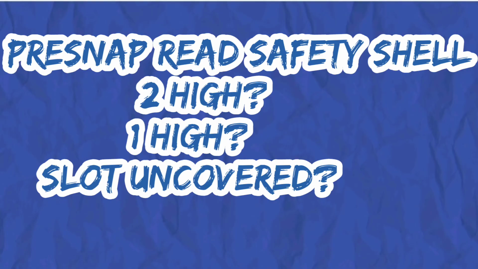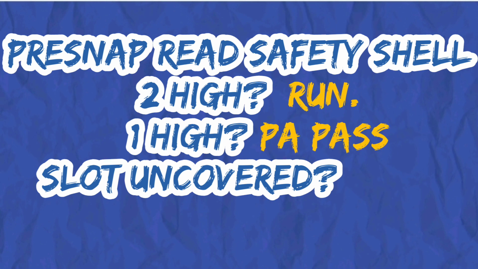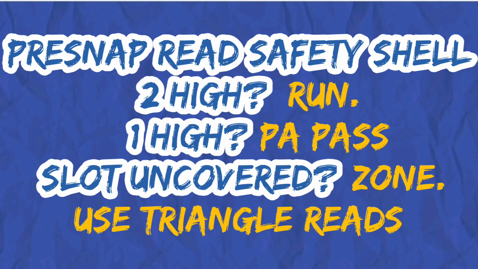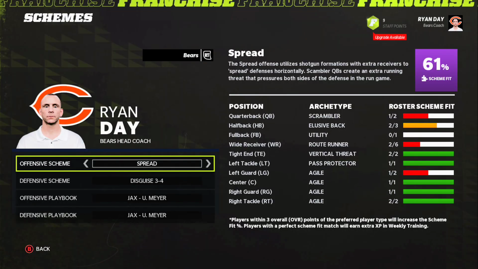Pre-snap, you're just going to read the safety shell. Is it too high? Run. If it's one high, play action pass. Is a slot uncovered? Then you know it's zone. Use a triangle read passing concept. Running this basic scheme, here are the results.